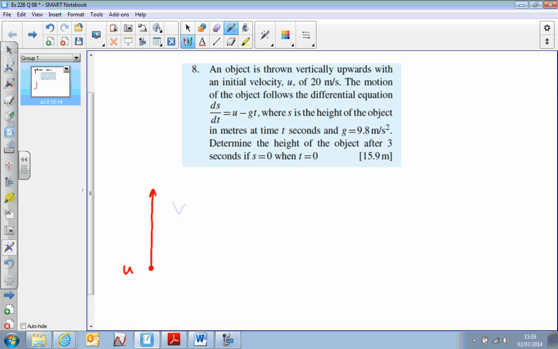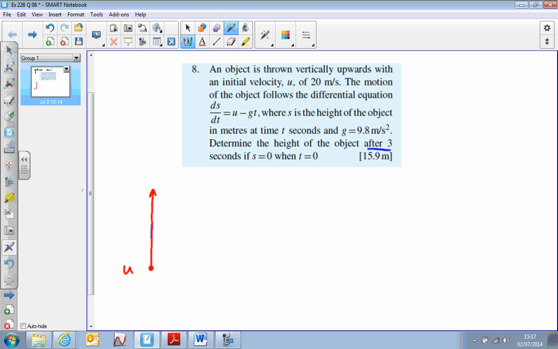So gravity is actually decelerating this thing as it moves upwards, so it's going to be going slower and slower and slower until it comes to a rest, and then it's going to start falling back down again. If we know the formula that determines how this thing moves, we can work out how far it's moved in any particular time. In this particular question, we're after how high this thing is after 3 seconds.